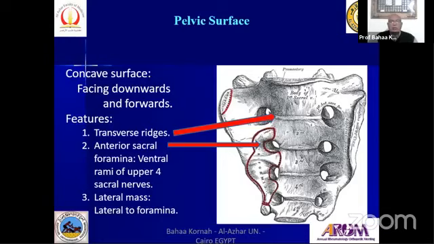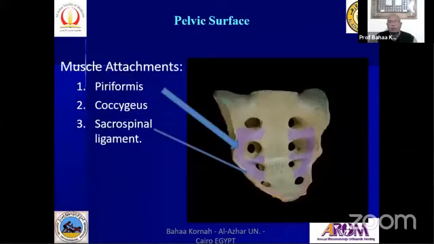The pelvic surface is a concave surface facing forward and downward. The features are transverse ridges, which represent the fusion of the vertebrae, the anterior sacral foramen, the ventral rami of the upper four nerve roots coming from it, and the lateral mass, lateral to the foramen. The muscles attached are the piriformis, coccygeus, and the sacrospinous ligament.